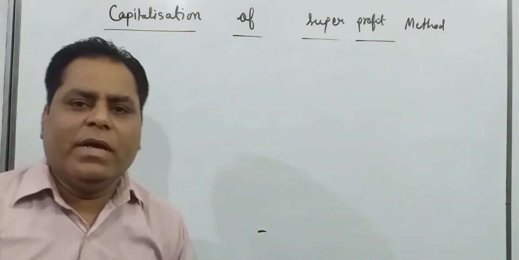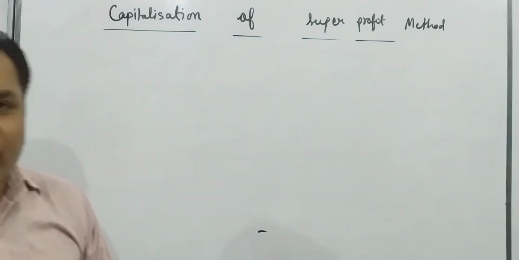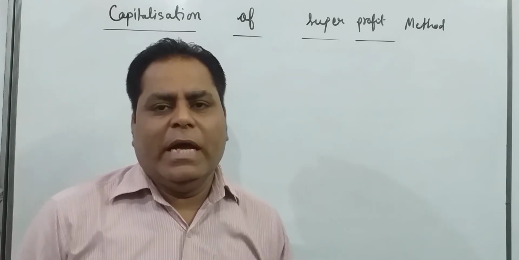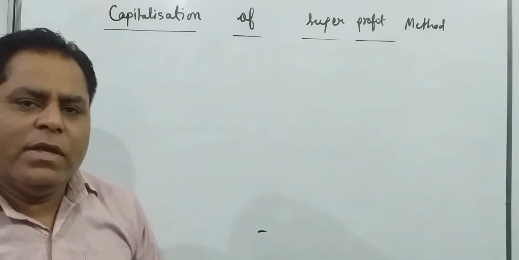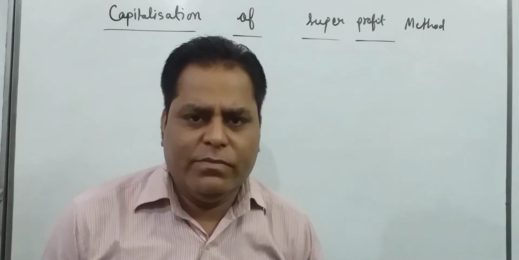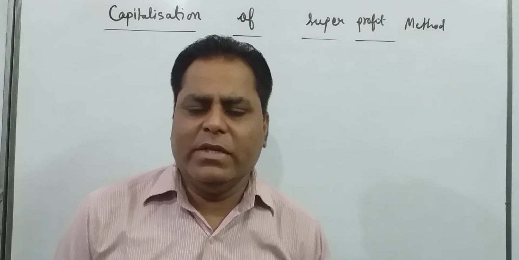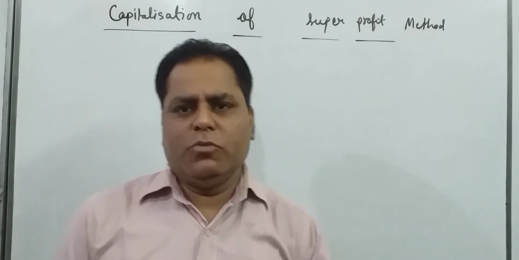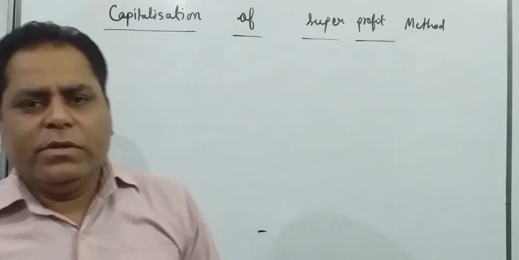Students, I am going to solve question number 35 of your book T.S. Grewal. I am reading the question. First of all, listen carefully, and with the help of this explanation, you can understand how to determine goodwill by applying the capitalization of super profit method. Okay, so now read your question.